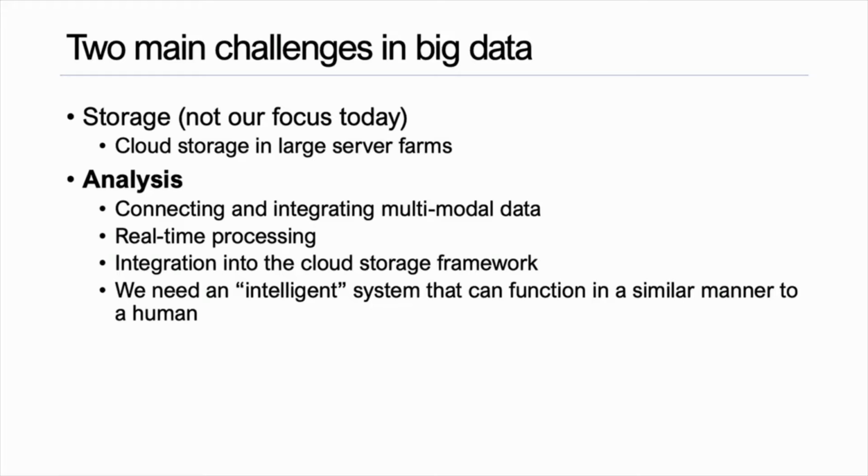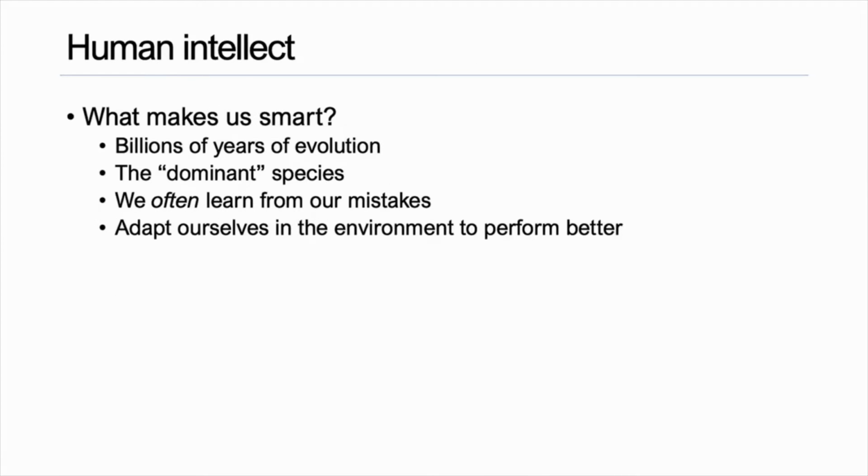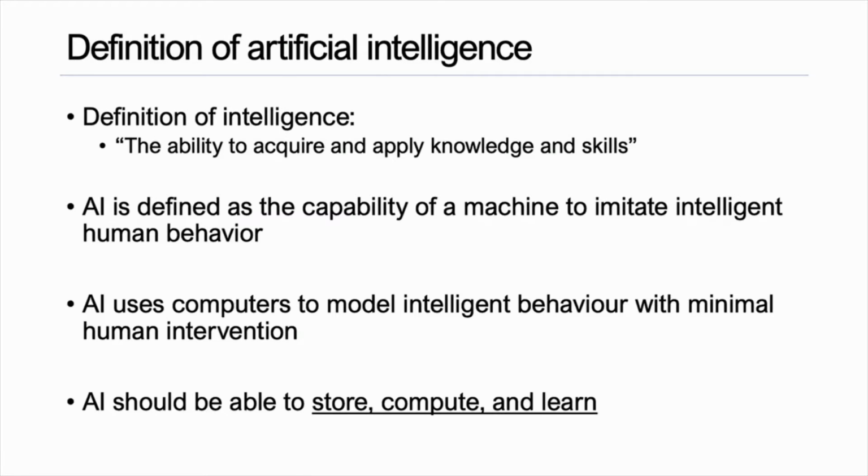We're in need of what we want to call an intelligence system that can function in a similar manner to humans. So when we talk about human intellect, we want to think about what makes us distinct. Evolutionary speaking, we have billions of years of evolution. We're the dominant species right now. We often learn from our mistakes, not all the time, but we do, and we learn. And we adapt ourselves to the environment in order to perform better. So these are the characteristics of human intellect.